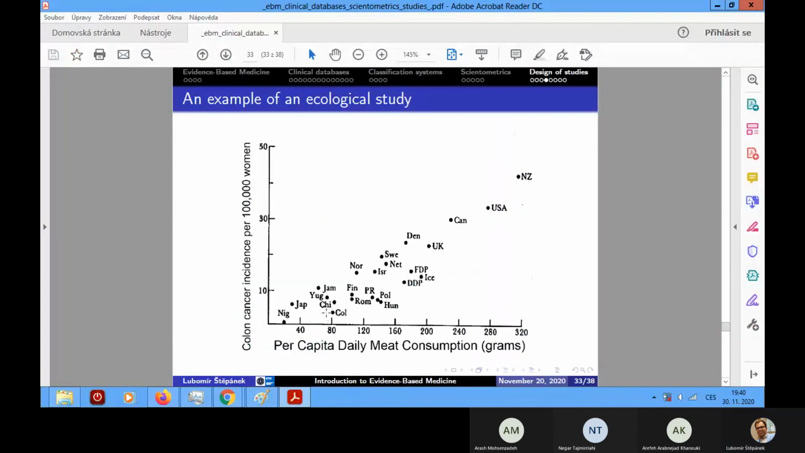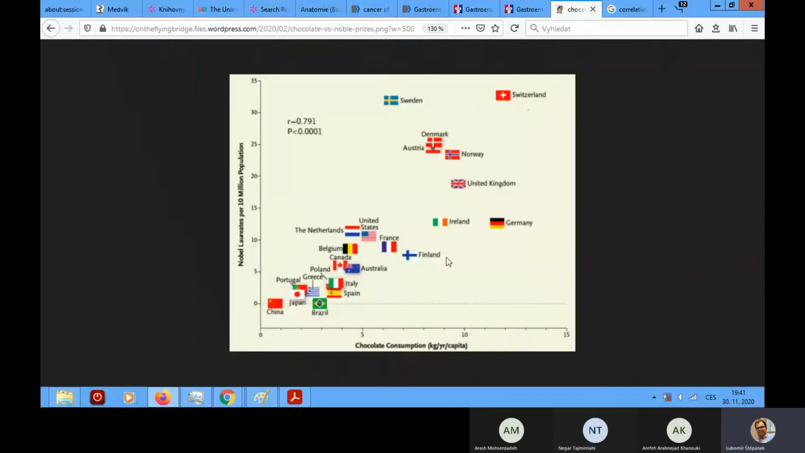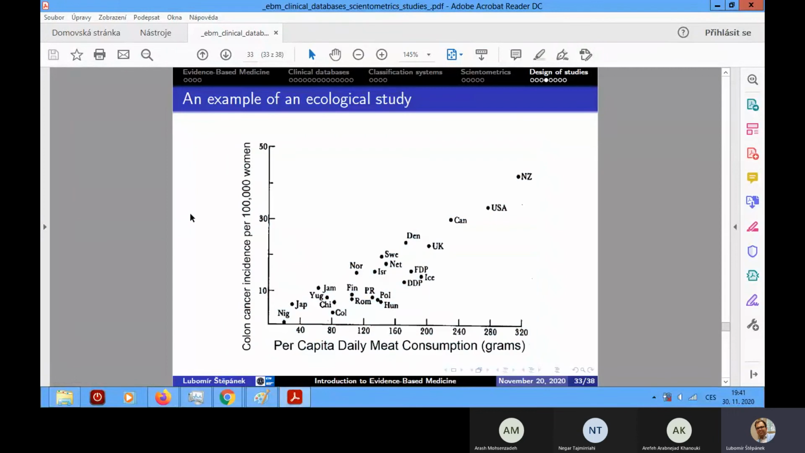If we want an example which suffers from ecological fallacy, this is also the example when an ecological study suffers from ecological fallacy. These two variables are not related anyhow, only by some correlation, but they are not related by some causation. So this is important to know about.